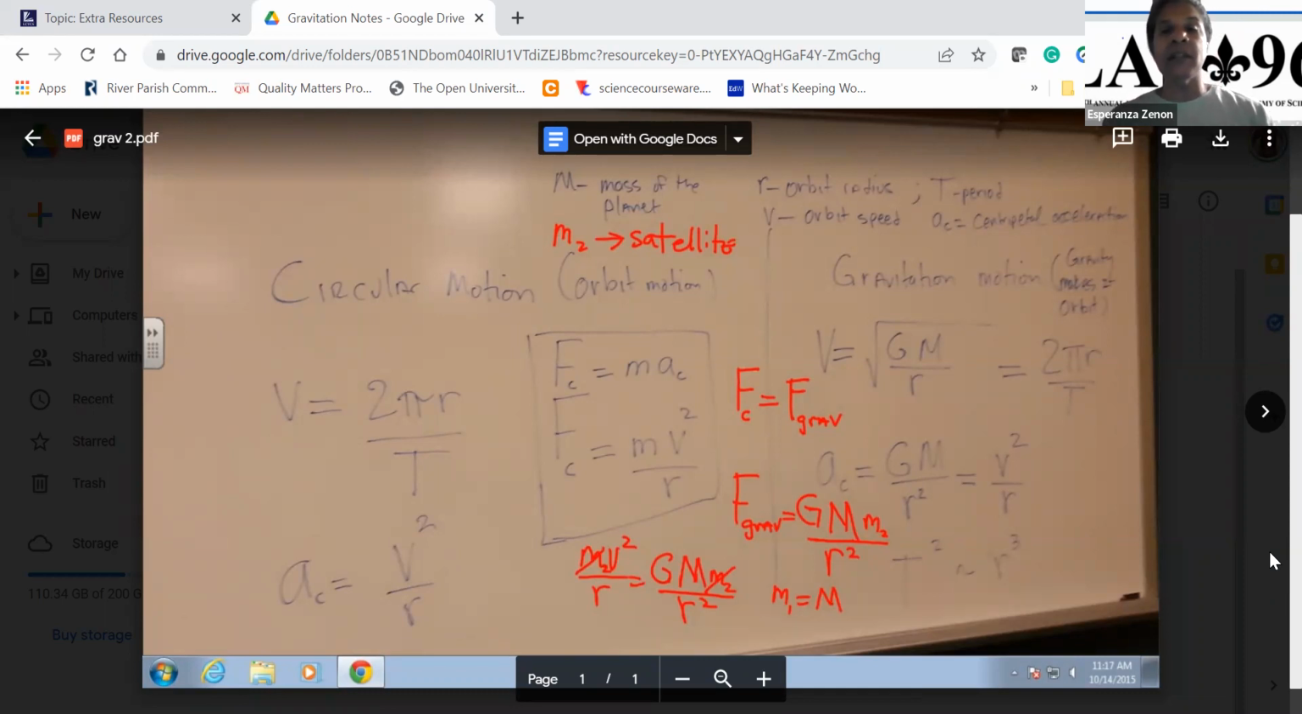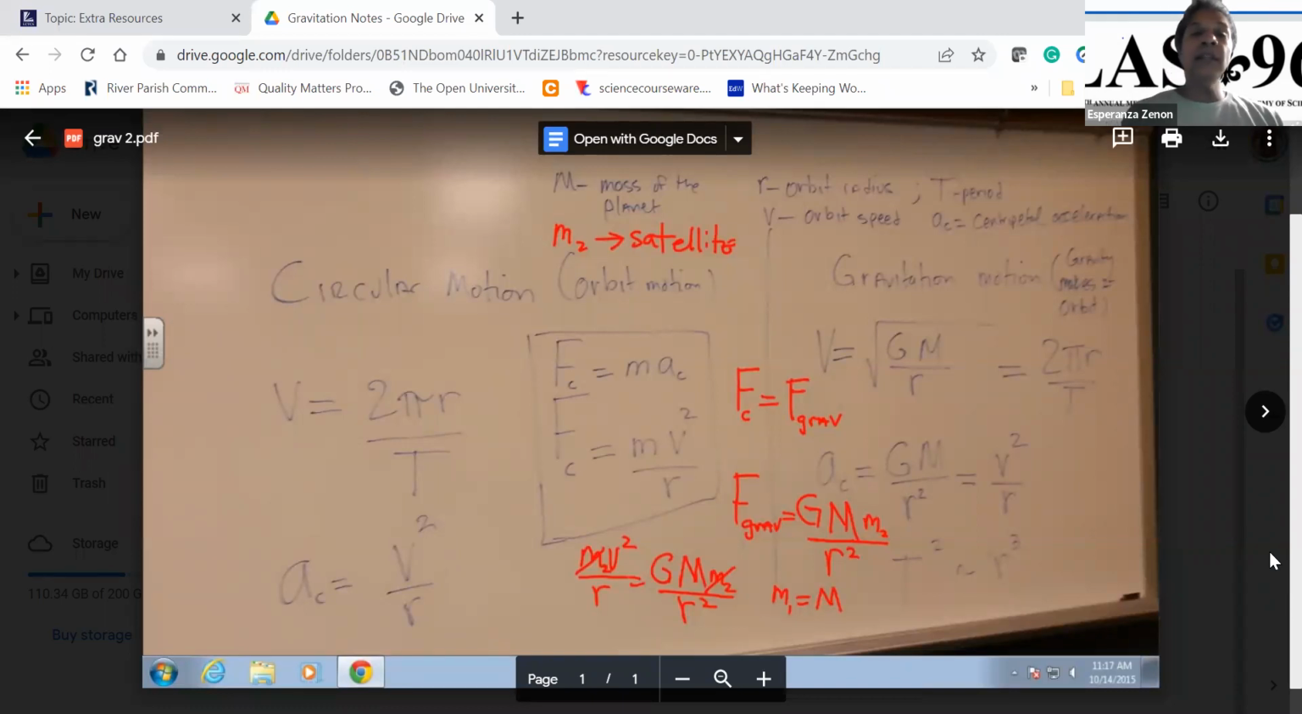Mass times acceleration. Centripetal force, F with the little subscript C, is equal to mass times centripetal acceleration. So that first line, that's just Newton's second law. Force equals mass times acceleration. I'm just applying it to centripetal acceleration, okay? But I have to remember from my circular kinematics that the centripetal acceleration is equal to V squared over R. So I get the centripetal force, M V squared over R, okay?